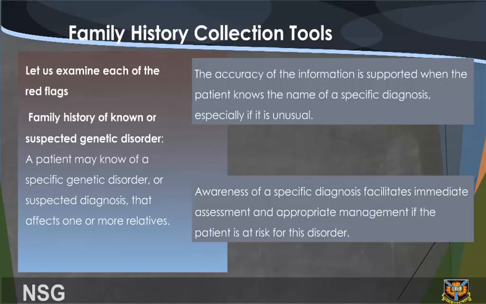A. Family history of known or suspected genetic disorder. A patient may know of a specific genetic disorder or suspected diagnosis that affects one or more relatives. The accuracy of the information is supported when the patient knows the name of a specific diagnosis, especially if it is unusual. Awareness of a specific diagnosis facilitates immediate assessment and appropriate management if the patient is at risk for this disorder.